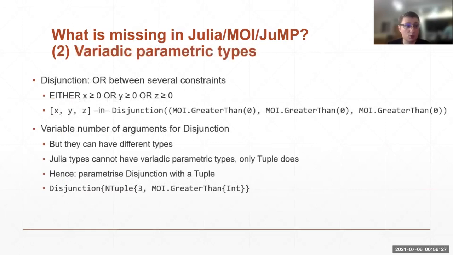A huge pain point when implementing constraint programming extensions was variadic parametric types. So that's something that really happens with conjunctions and disjunctions. For example, a disjunction is an OR that you apply between several constraints. For example, you want that either x is greater than 0, or y is greater than 0, or z is greater than 0. And for this, you need a disjunction with 3 arguments, which are the 3 sets that you're using.